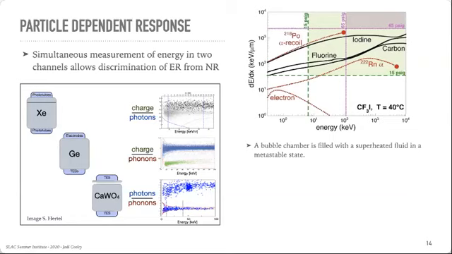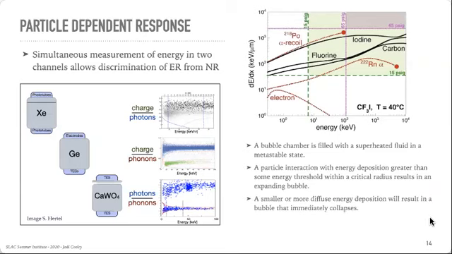So a bubble chamber is basically a superheated fluid that's in a metastable state. Particles interact and deposit energy greater than some threshold, and this has to do with a critical radius bubble. We're going to talk later this afternoon through the physics of these bubble chambers, so if you have questions about what a critical radius is, we'll cover it. But basically the idea is that when a particle interacts in a bubble chamber, if it deposits enough energy in a certain amount of time, within a certain radius, it creates a bubble.